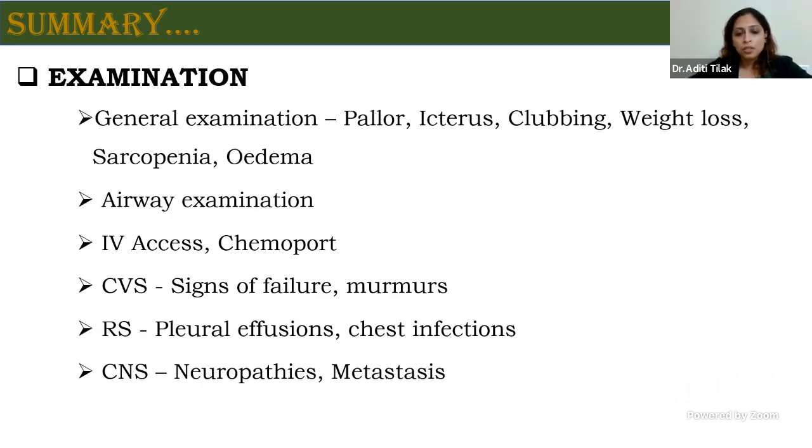In the cardiovascular system, signs of failure and presence of any murmurs are noted. For examination of the respiratory system, presence of pleural effusions, chest infections, or massive ascites are necessary. And in the neurological system, any neuropathies or any signs of focal neurological deficit must alert one to the possibility of metastasis. Neuropathies can be a feature of cancer chemotherapy side effects as well.